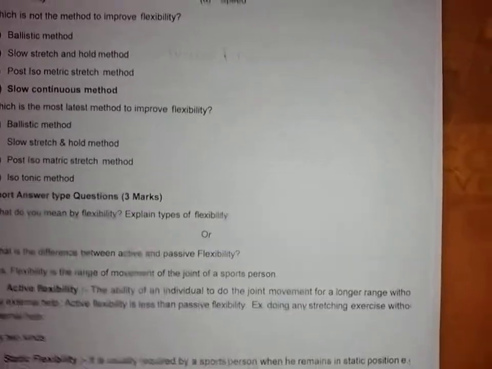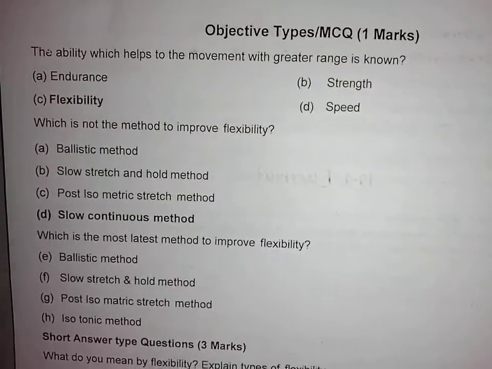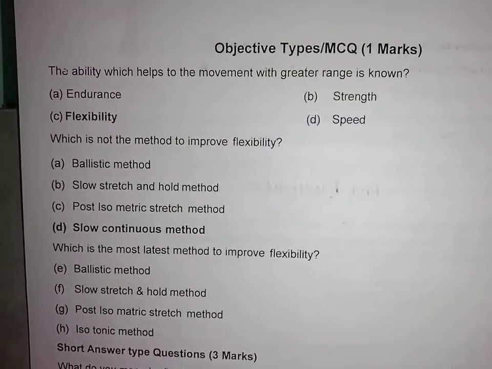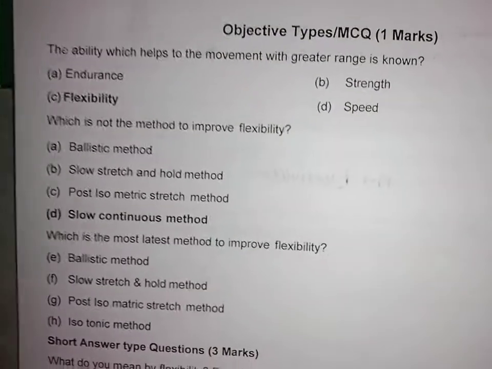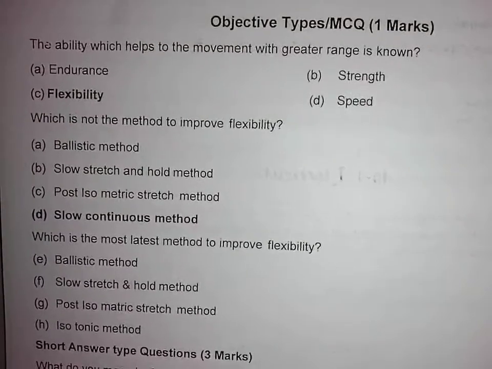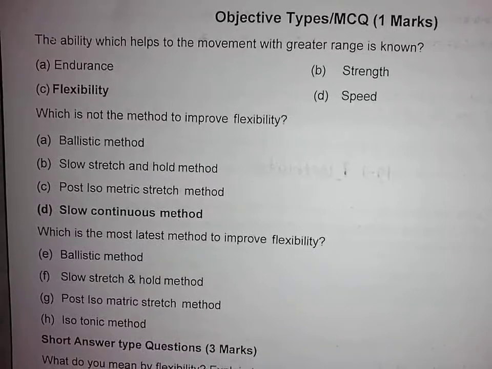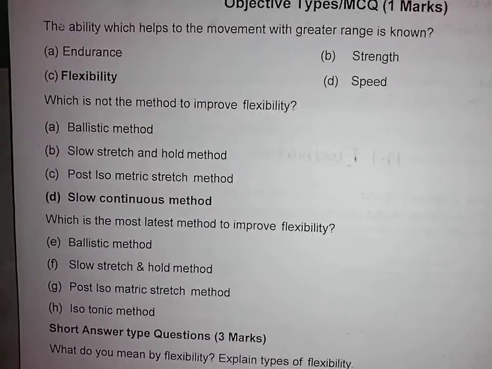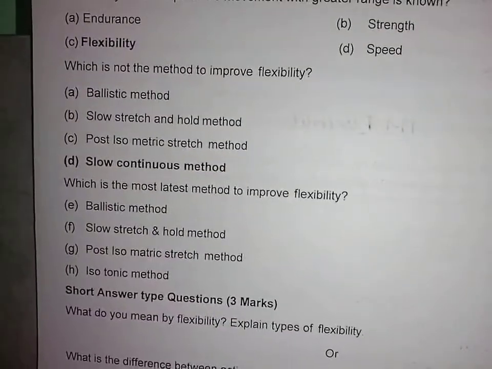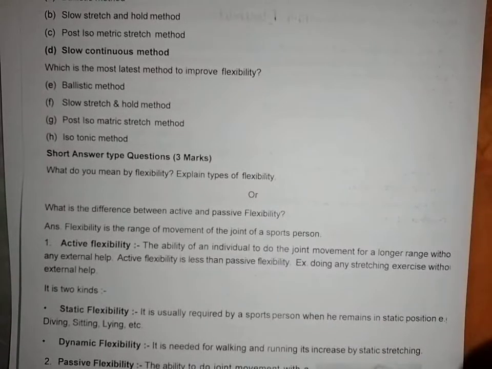Next, some MCQ questions. The ability which helps the movement of a greater range is known as endurance, strength, flexibility or speed. Obviously the answer is flexibility. Which is not a method to improve flexibility? The answer is slow continuous method. Which is the latest method to improve flexibility? The answer is ballistic method.